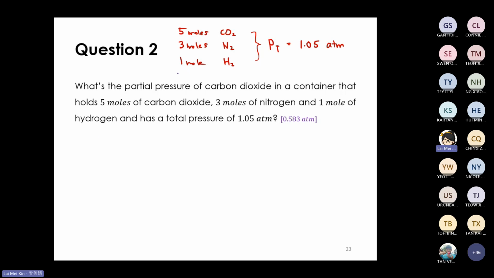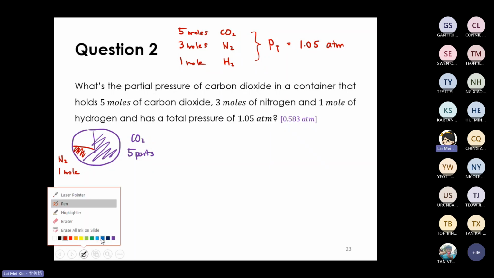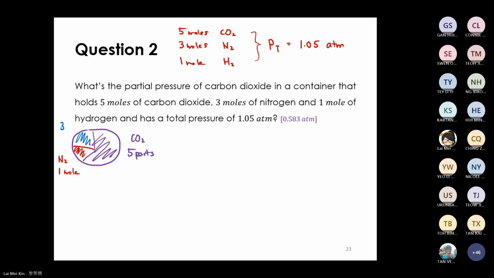But to those of you, if you get questions like this, you don't understand what to do or how to do. Like I mentioned, it's a mixture. In this mixture, around 5 parts is carbon dioxide. 5 moles. And then I have 1 mole of hydrogen. And lastly, I have 3 moles of nitrogen. And I say that the total pressure is 1.05 atm. So how much is the partial pressure of carbon dioxide? What is the pressure of carbon dioxide?